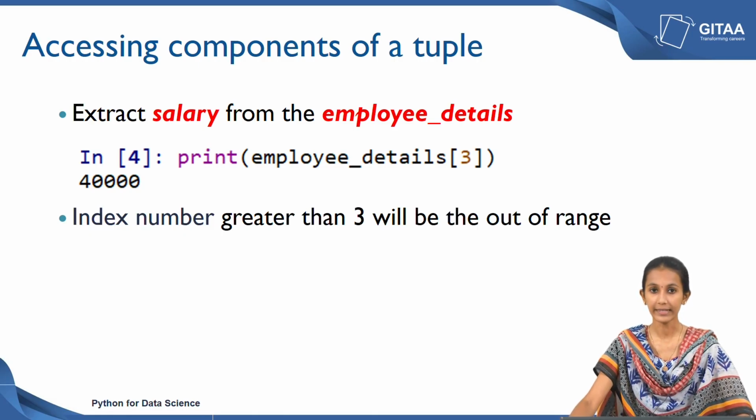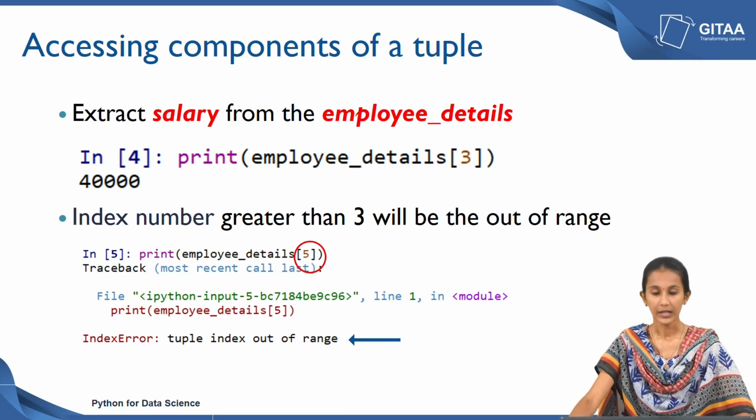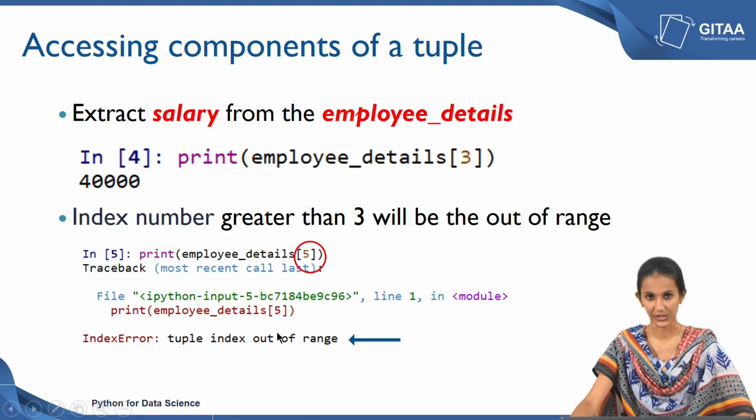So if I give an index number greater than 3, it will be out of range. Let's say I wanted to access the 5th index number, print employee details 5. It will throw you an error of tuple index out of range, which means you have index numbers starting from 0 till 3, so you do not have a value at index number 5.